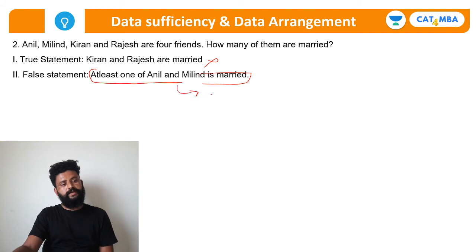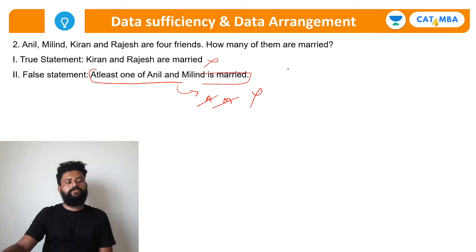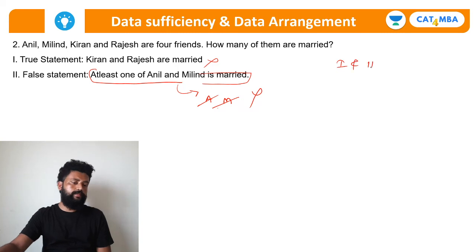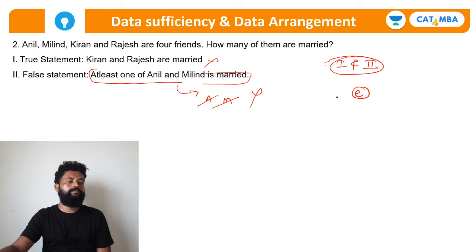This simply means that Anil and Milin, neither of them is married. That's what the second statement says. So even that's not sufficient to answer, because we don't know about the remaining two. But if we have 1 and 2 together, we'll have K and R married, and A and M not married. So again, answer option E is the right answer.